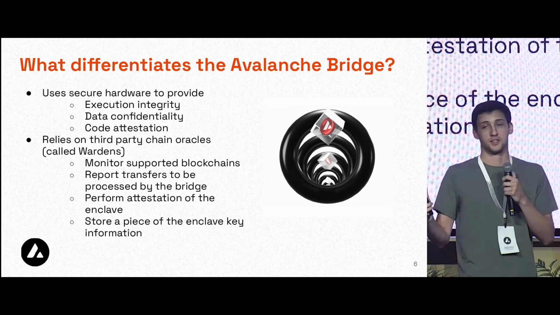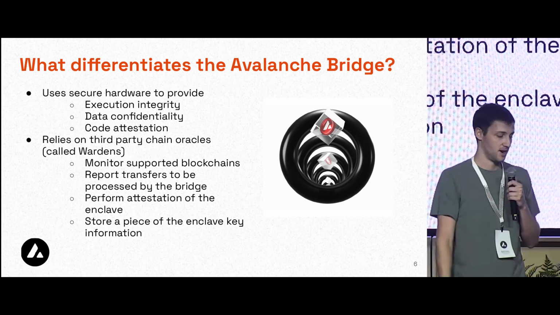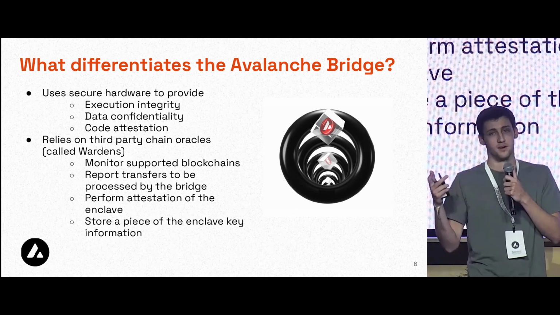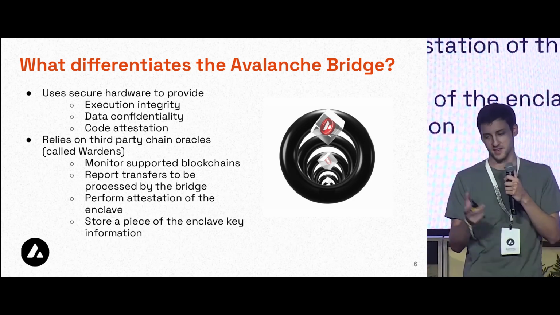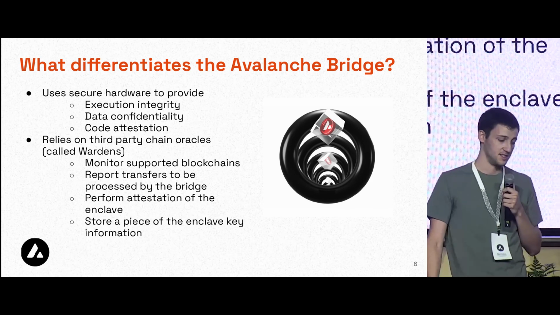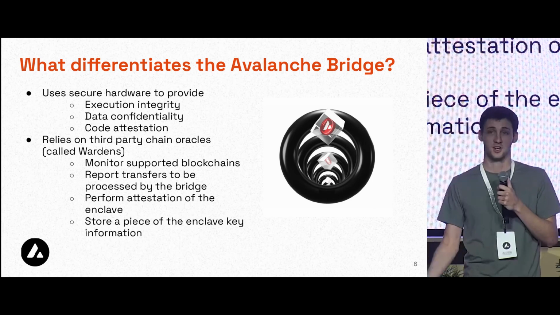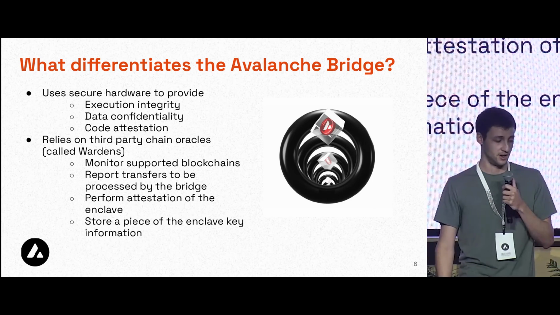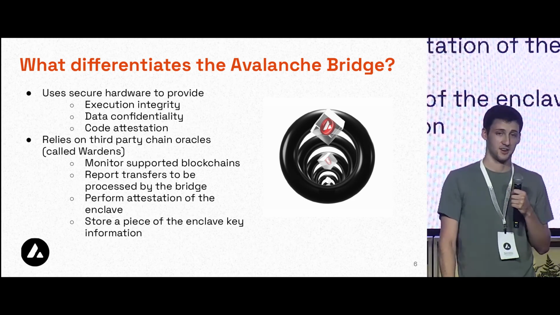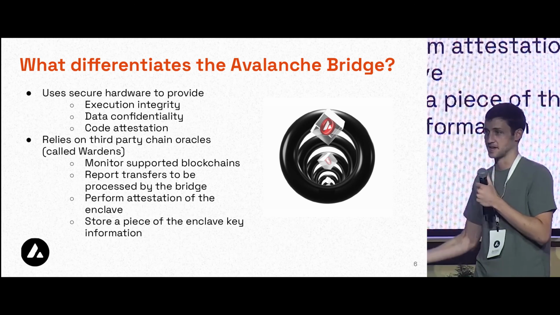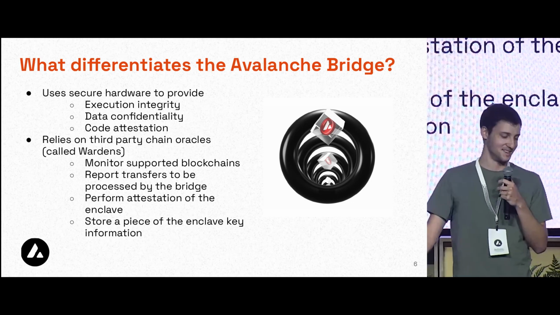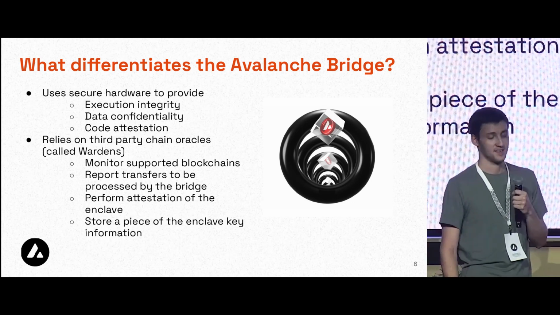Yeah, and so in addition to Intel SGX, we also have a great set of third-party chain oracles. We call them wardens. I mentioned them before about monitoring one blockchain to relay what happens on Ethereum over to Avalanche and Avalanche back to Ethereum. So the wardens monitor the supported blockchains. They report transfers to be processed by the bridge to the enclave, for the enclave actually to process them by generating the transaction to be sent on the opposite network. They perform attestation of the enclave, so they make sure that the enclave is running the expected code that will carry out the bridge function honestly and not steal the money. And they also store a piece of the enclave key information.